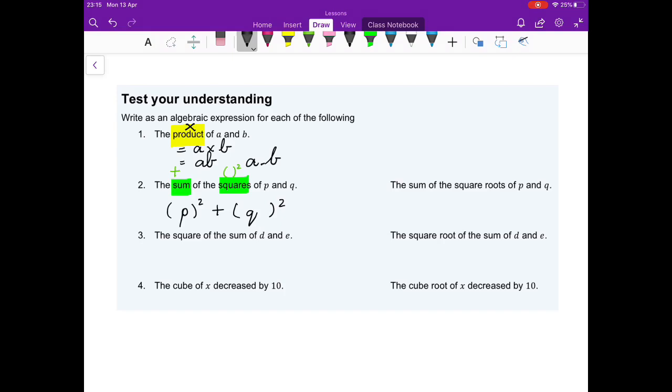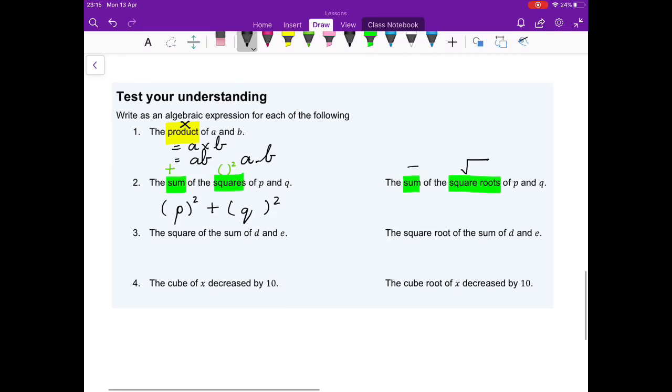Let's have a look at this side. The sum of the square root. Now please note there's a big difference between square root and squares. Look at these two. They are similar, but squares and square root is the difference here. So we are going to find the sum of the square root of P and the square root of Q.